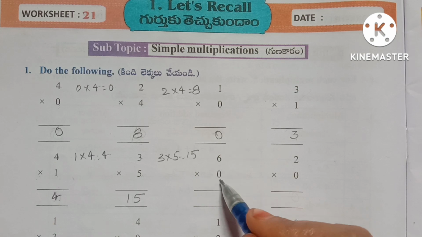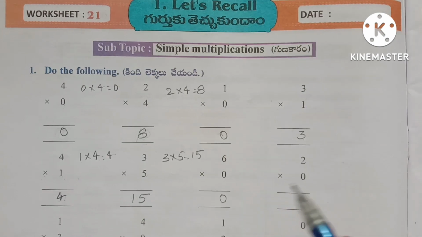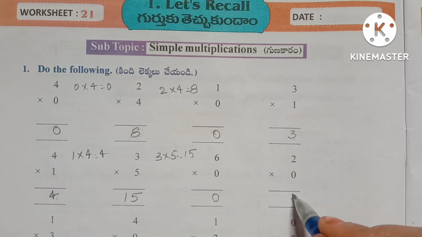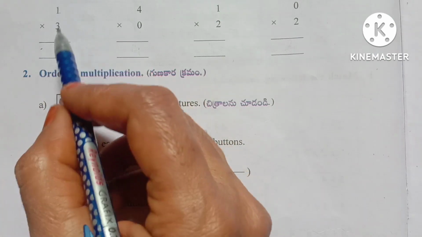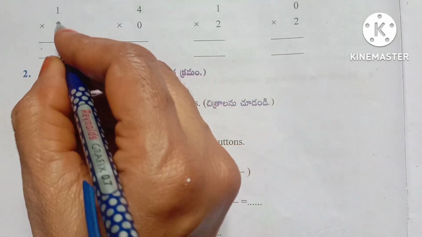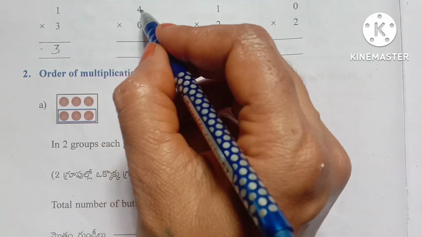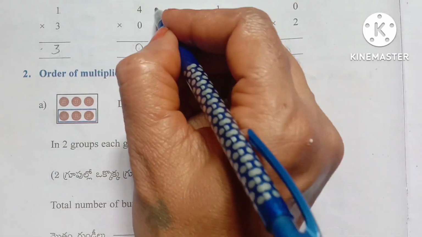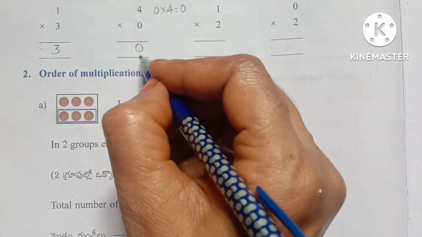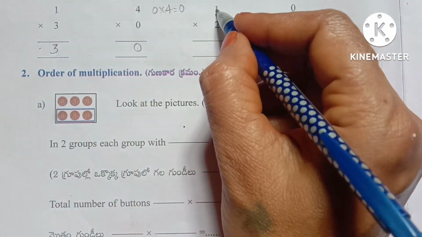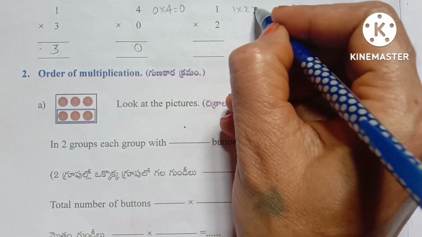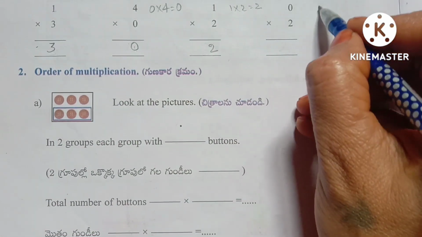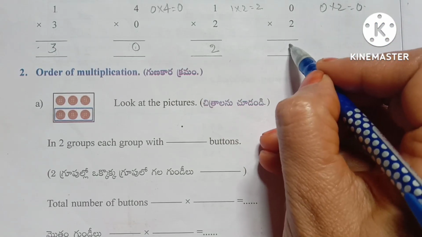Next 6 multiply with 0. We get the product 0. Next here 2 multiply with 0, we get 0 2s are 0. Next here 1 multiply by 3. So we get 1 3s are 3. Next here 4 multiply with 0. We get 0 because 0 4s are 0. So we have to write 0 here. Next 1 multiply with 2. We get 2. So we have to write 2 here. Next here 0 multiply with 2. We get 0. We have to write 0 here.